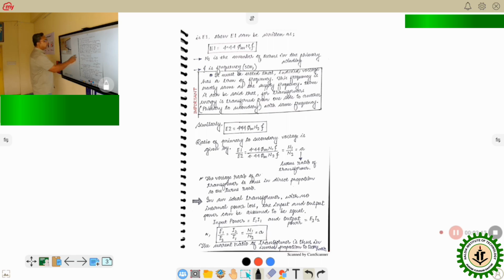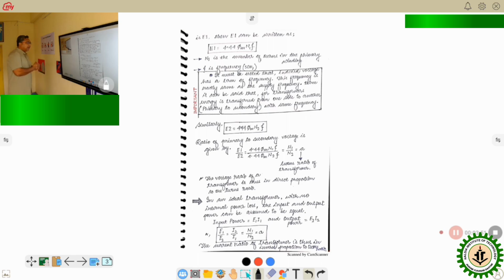Now, if we calculate the ratio of E1 and E2, we find that it comes as N1 by N2. N1 by N2 is known as the turns ratio in the case of a transformer. So the voltage ratio of a transformer is in direct proportion to the number of turns. So E1 by E2 will be equal to N1 by N2. This should be noted. With this formula, we can solve numericals. It is helpful for solving numerical problems.